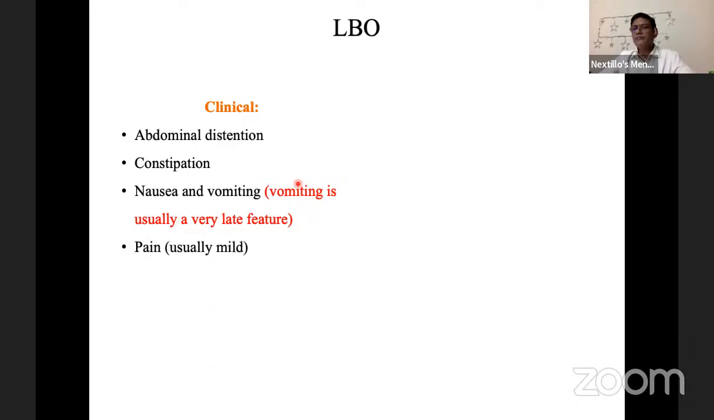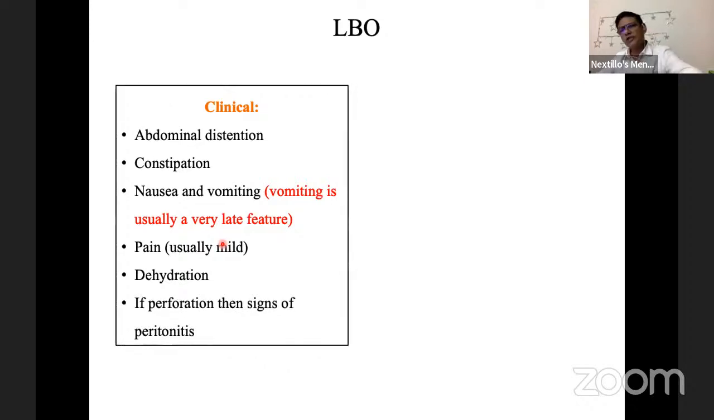Pain may be there. The pain which precipitates here is mild. This pain is mild in nature, but not in all the cases. Sometimes it may be colicky, like with cecal volvulus. Cecal volvulus will present to us with colicky pain and nausea and vomiting. So this is not the case in all the scenarios, but usually the pain is mild with the large bowel obstruction. And if there is perforation, then we will have signs of peritonitis, and along with that, we will also have dehydration and hypotension.